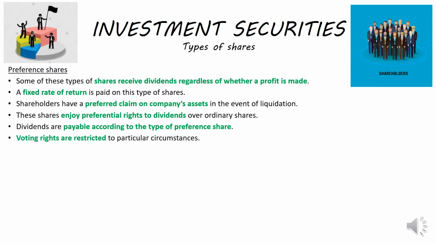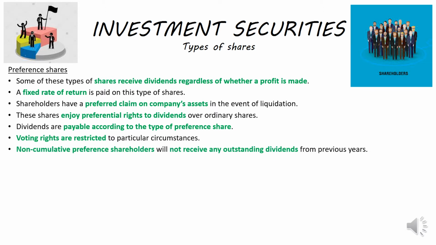Right, your preference shareholders. Another major difference with the ordinary shareholders is that your ordinary shareholders will automatically have voting rights at the AGM, whereas your preference shareholders will only have a voting right under particular circumstances. Okay, so they don't have automatic voting rights. They will have voting rights in a certain situation only.